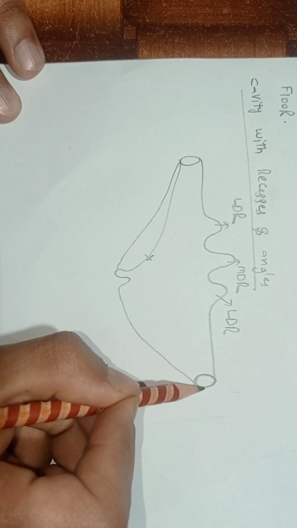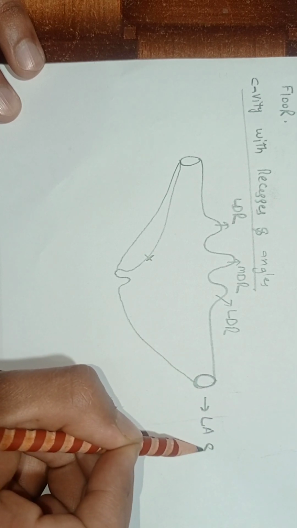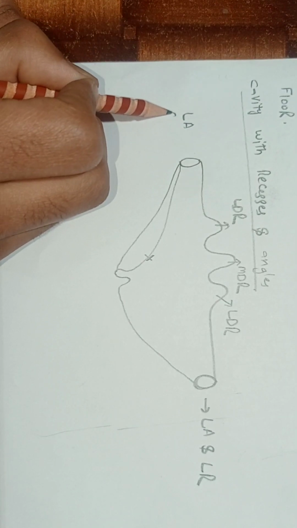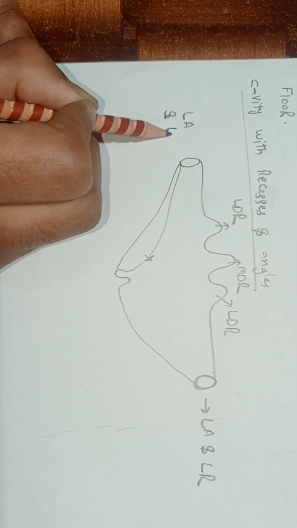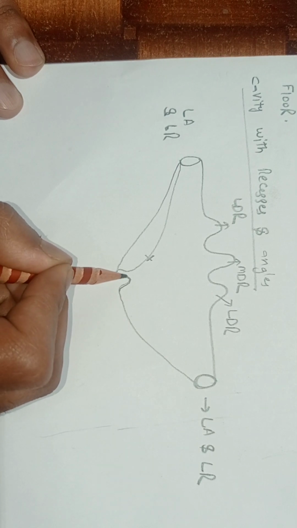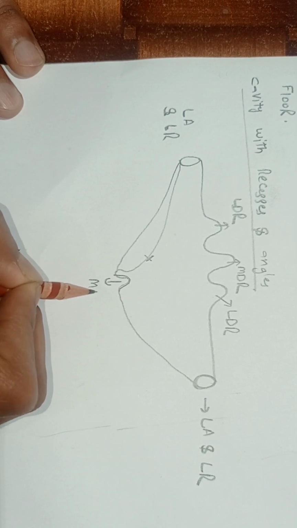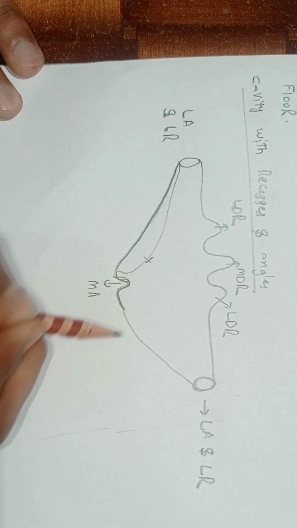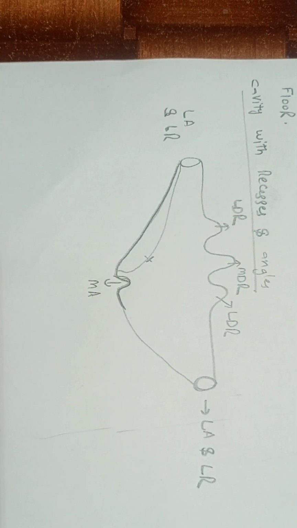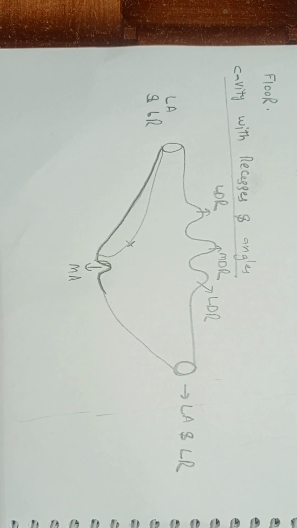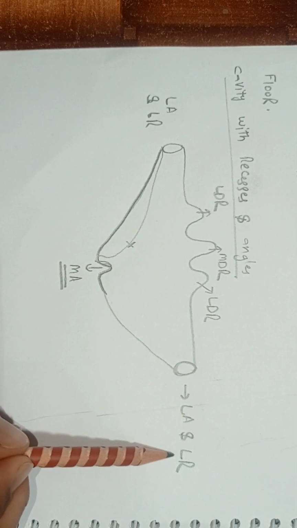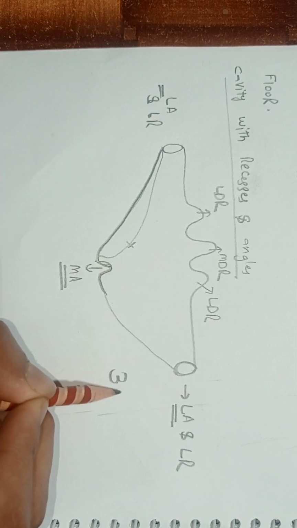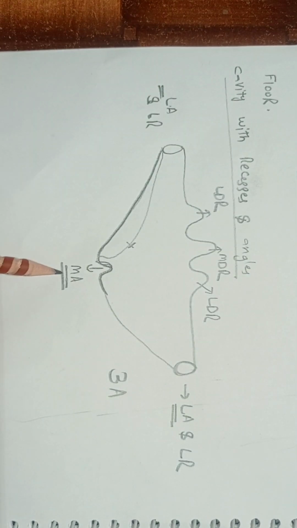What is this circle? This is the lateral aperture and lateral recess. Similarly, this is the lateral aperture and lateral recess, and this bulge right here is the median aperture. Is it clear? From this diagram, it is clear we have one median aperture, one lateral aperture here and another lateral aperture here. So a total of three apertures: two lateral apertures and one median aperture.